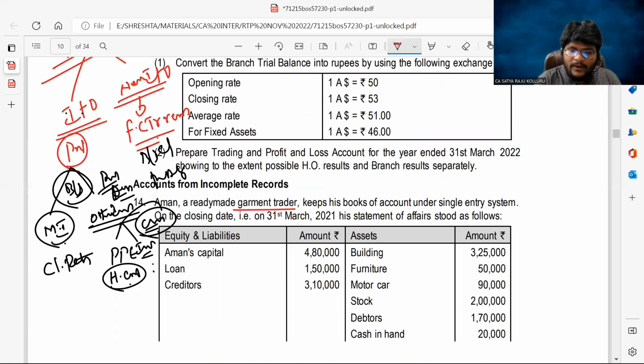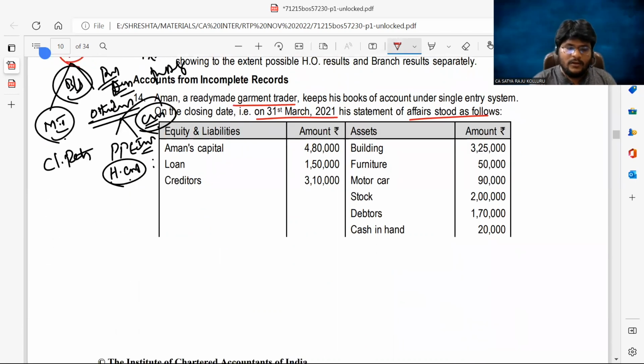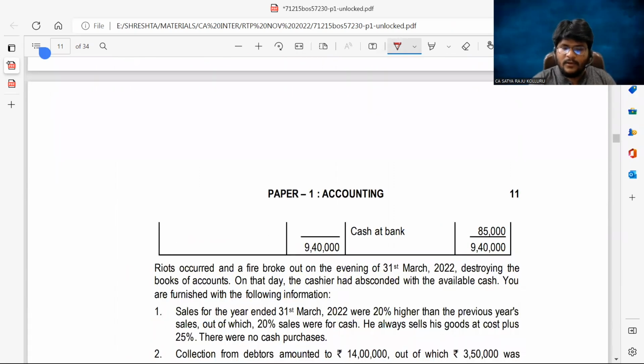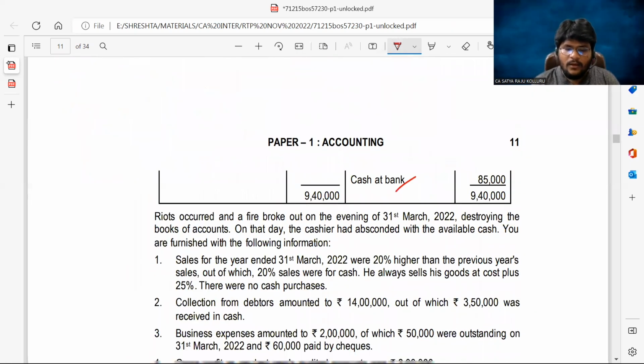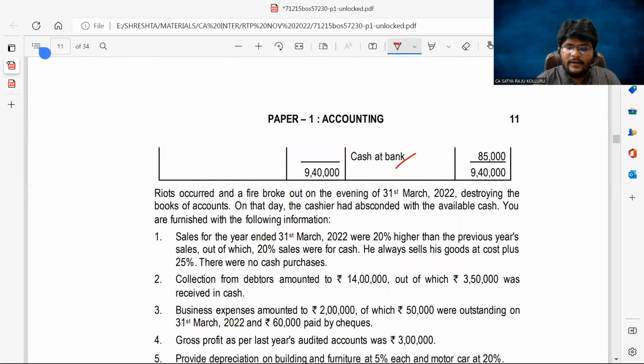Aman, a ready-made garment trader, keeps his books of accounts under a single entry system. On the closing date, that is 31st March 2021, his statement of affairs stood as follows: Aman's capital, loan, creditors, building, furniture, motor car, stock, debtors, cash in hand, cash at bank. Riots occurred and a fire broke out on the evening of 31st March 2022, destroying the books of accounts. On that day, the cashier had absconded with the available cash. You are furnished with the following information.